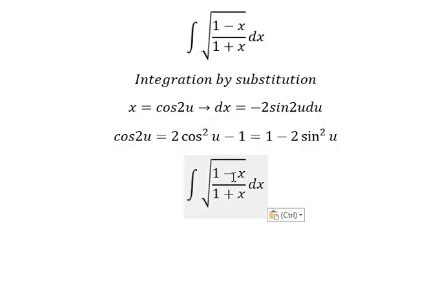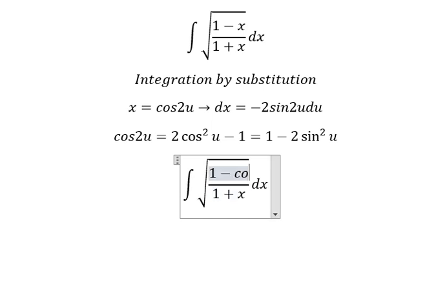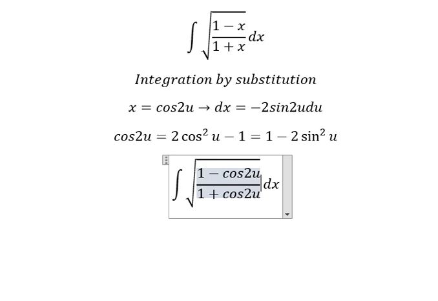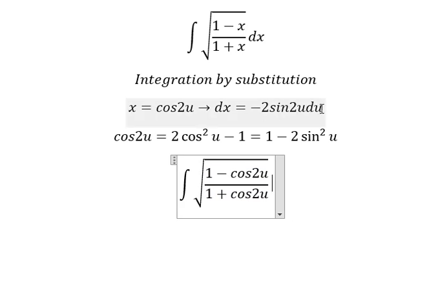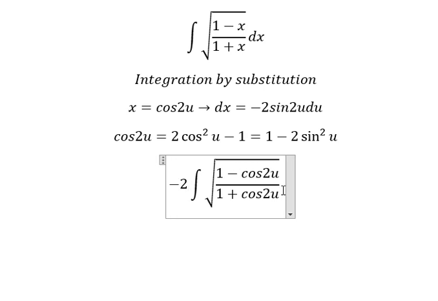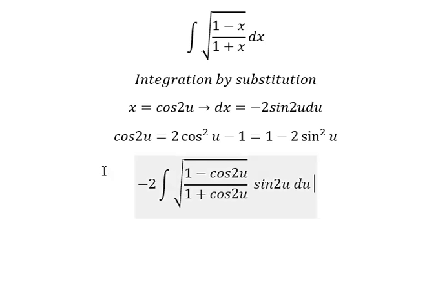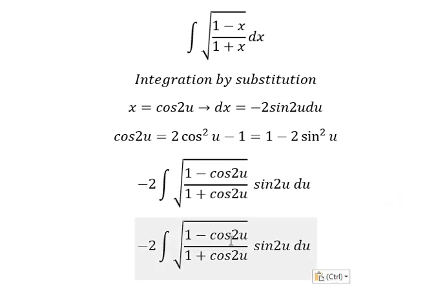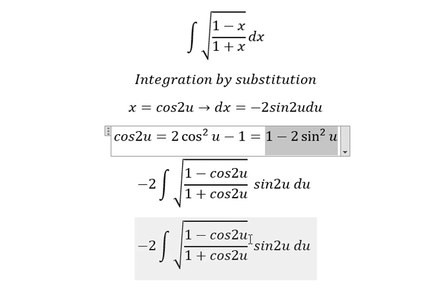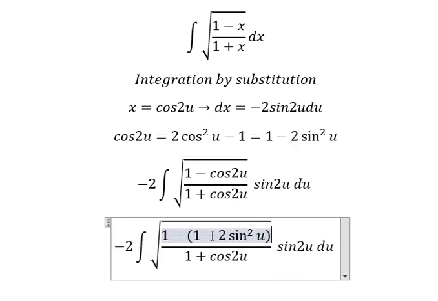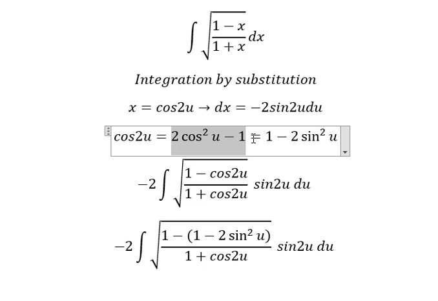So when I put cosine 2u here and here, I will choose this one and this one, 2 minus 1 here and here. Dx is this one, so I will put negative 2 here. So cosine 2u is this one. Cosine 2u is this one.